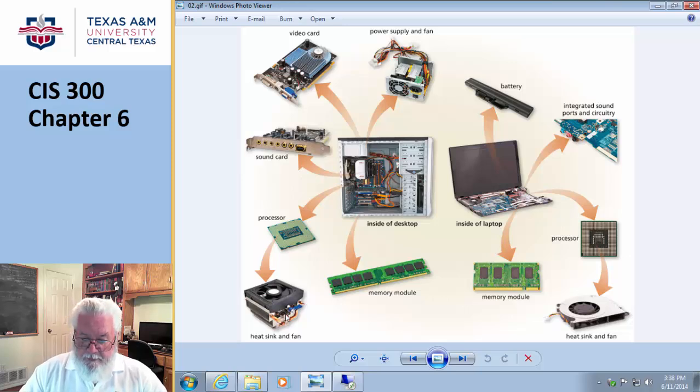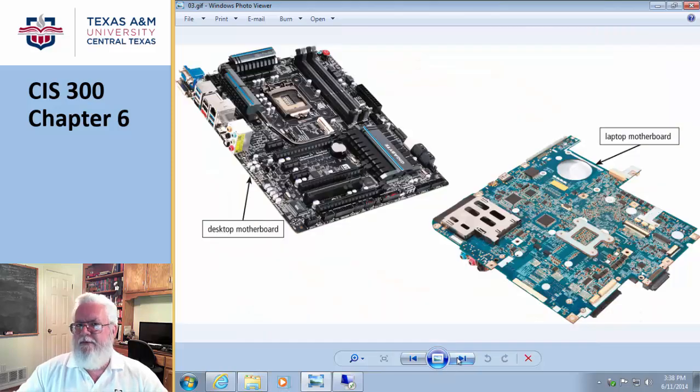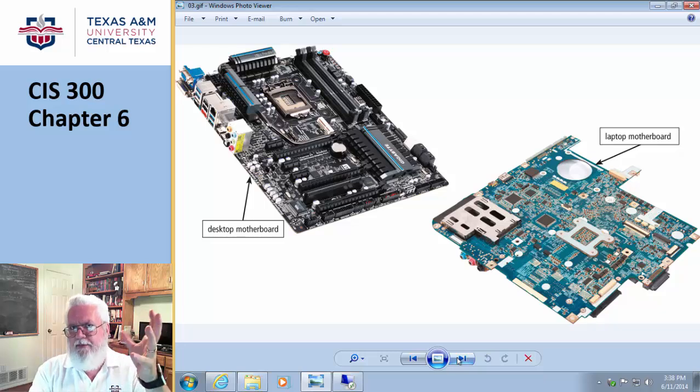Okay, on page 250, they talk about the motherboard, and the motherboard is the basis of your computer. If you were to build a computer from scratch, you would buy a case, typically a metal or plastic case. You'd buy a motherboard, you'd buy a CPU, and the CPU would probably already come with the cooling fan on it most of the time.